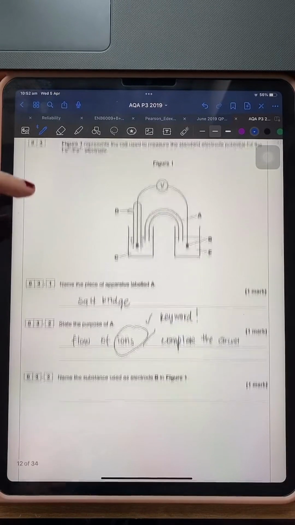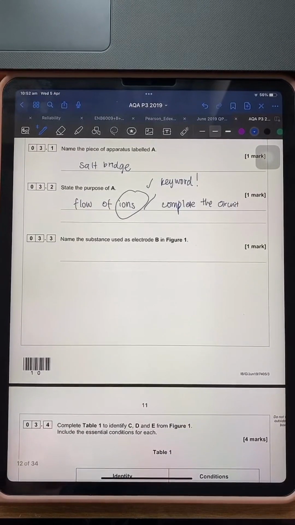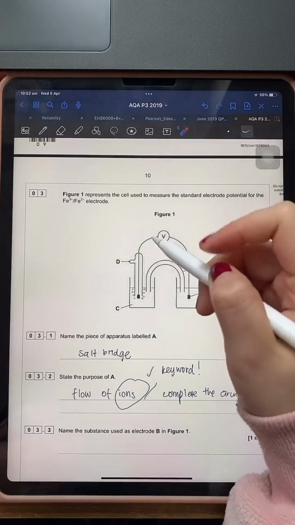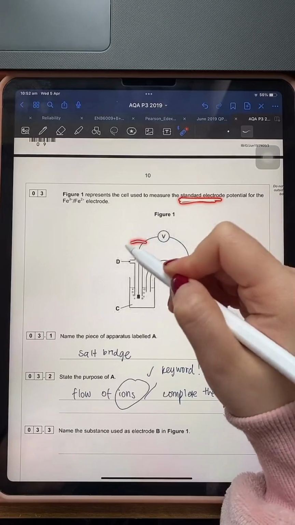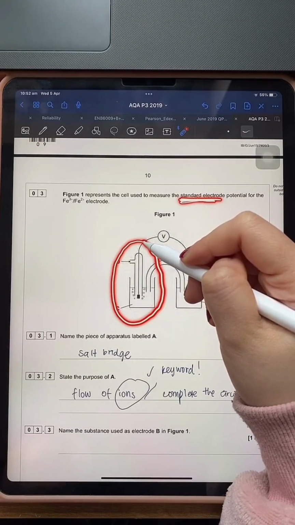Name the substance used as electrode B. Okay, so it says that we're looking for the standard electrode potential. That is the hydrogen electrode cell. So this must be platinum, as you guys said. That's right.